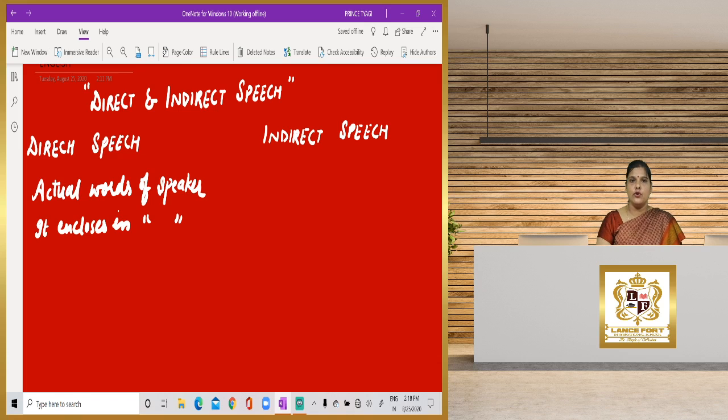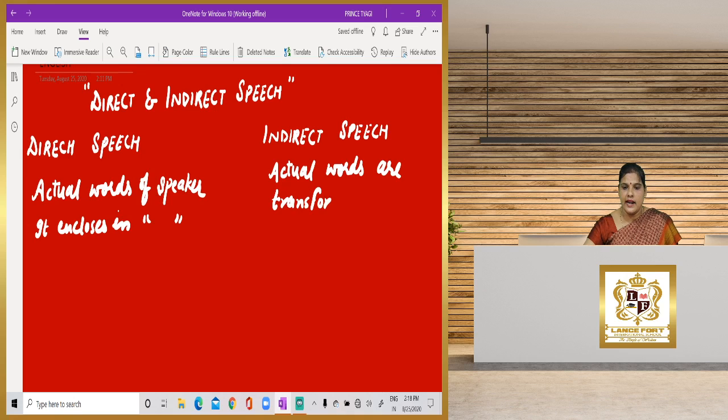Okay, and what do you understand by indirect speech? Indirect speech means the actual words are transformed, and it is not enclosed in any inverted commas. Okay, we don't use inverted commas whenever we change direct speech into indirect speech.